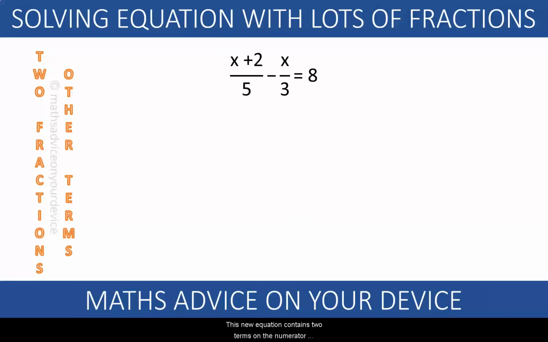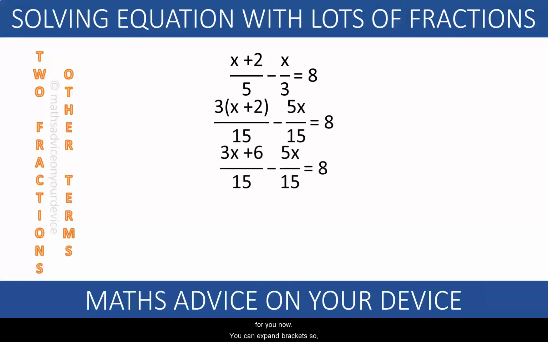This new equation contains two terms on the numerator of one of the two fractions, but this shouldn't be a problem for you now. You can expand brackets, so stop the video here and solve this equation. Right, (3x+6)/15 minus 5x/15 leads to the fraction (-2x+6)/15. Multiplying by 15, minusing 6, and dividing by -2 leads to x equals -57.